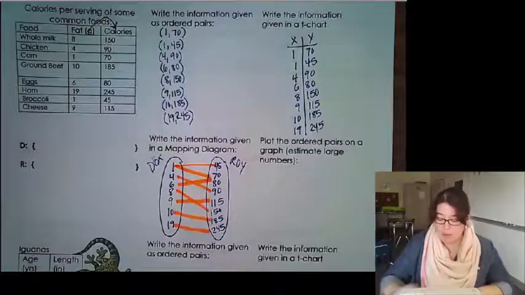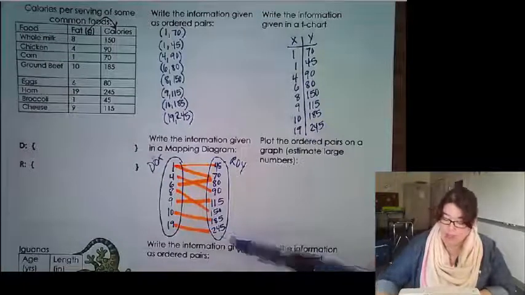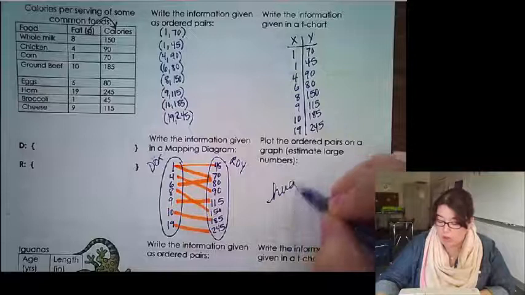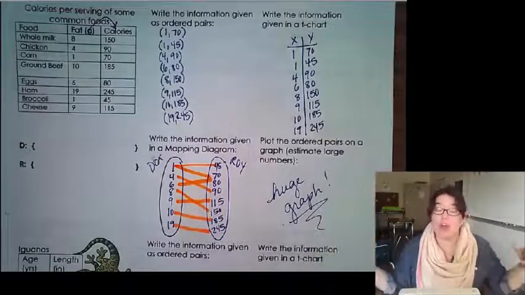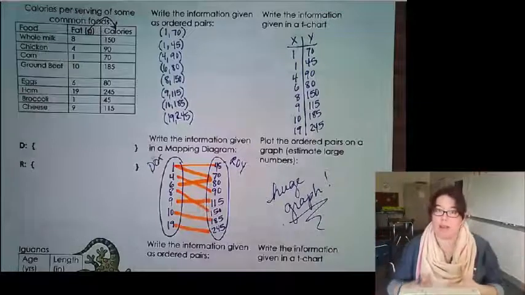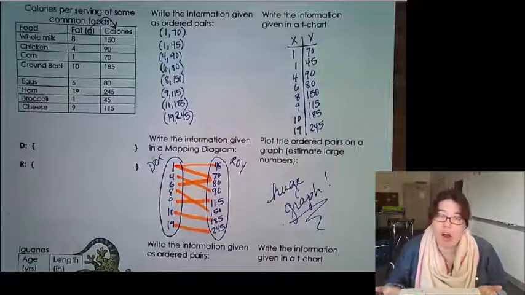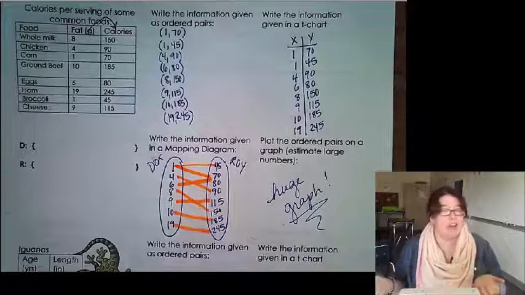Now, these numbers are ginormous. So this would be a huge graph. Even if we changed the scale, it would have to be humongous. So we're going to go ahead and skip that for this one. And that's a good lesson for you to learn. Not all representations are created equal.